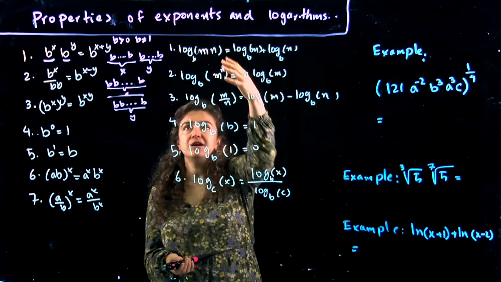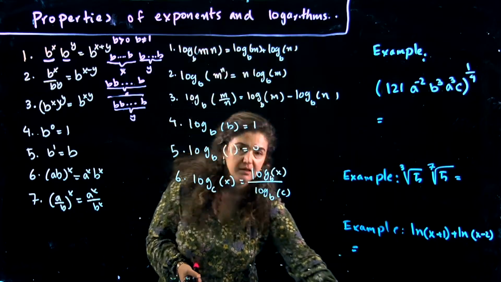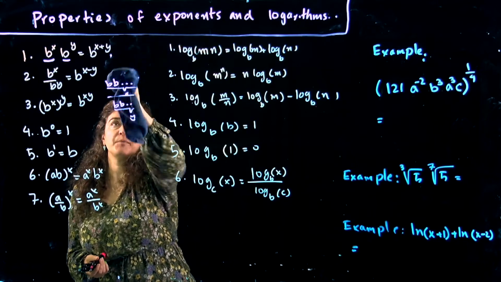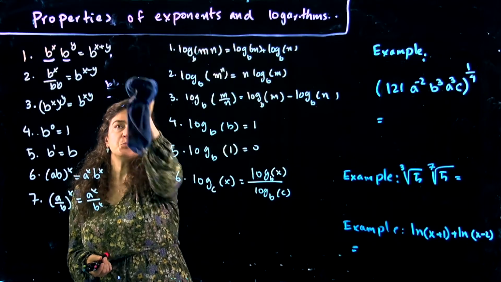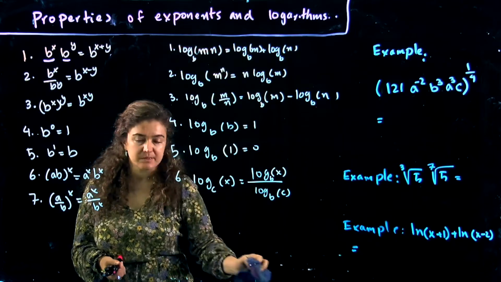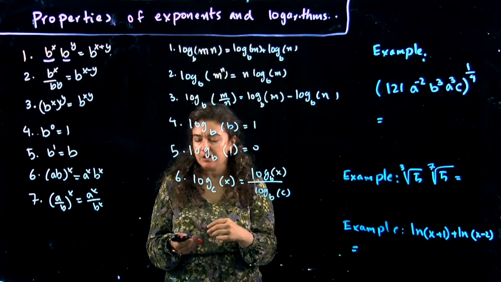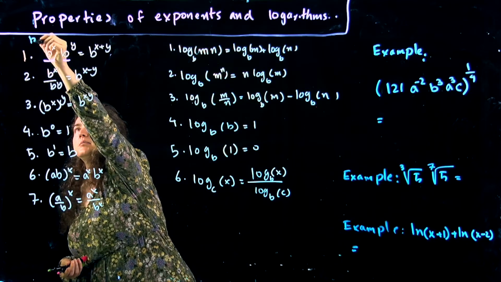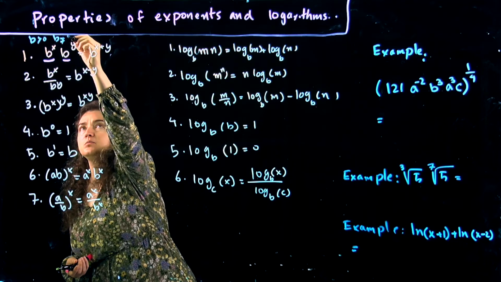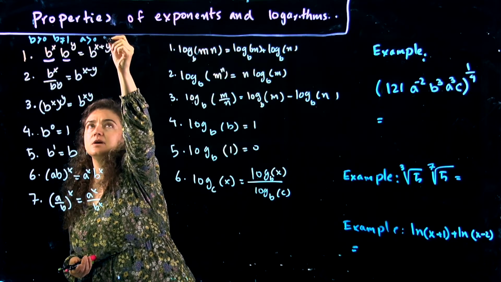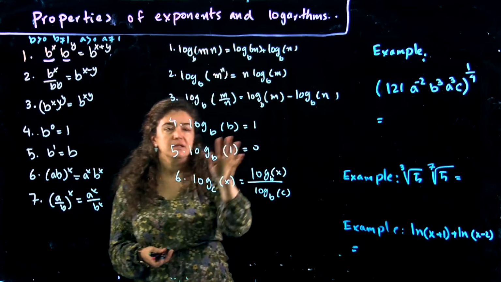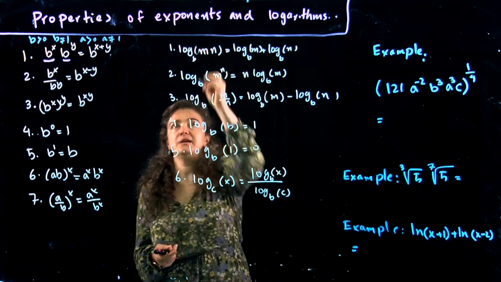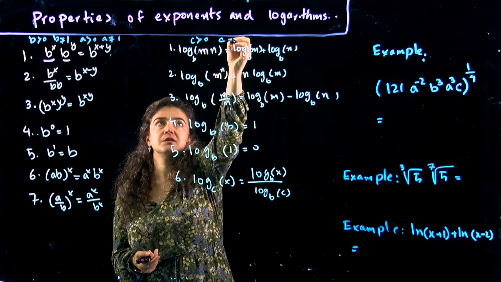Now, these are the logarithmic properties, and they somewhat follow the exponential properties over here. Again, for that section, we are always assuming b is bigger than 0, b is not 1, a is bigger than 0, a is not 1. Same thing in here. This one has a c also, so c is bigger than 0 and c is not 1.